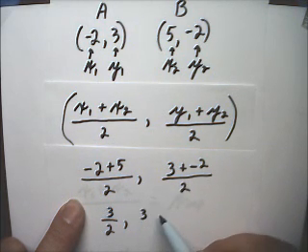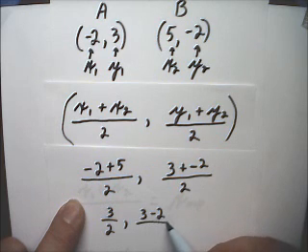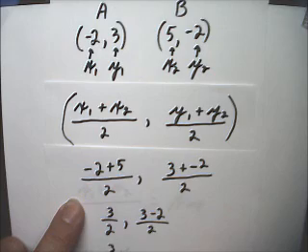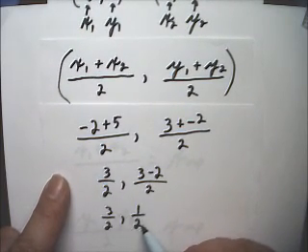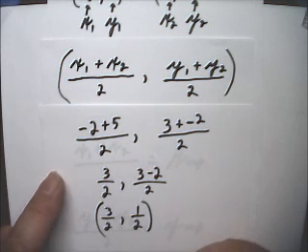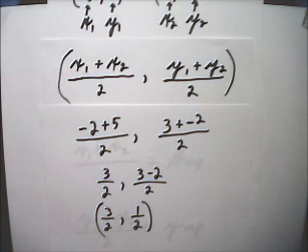Well, that's the same thing as 3 minus 2 over 2. So we end up with 3/2, 1/2. So that is the midpoint, 3/2, 1/2.